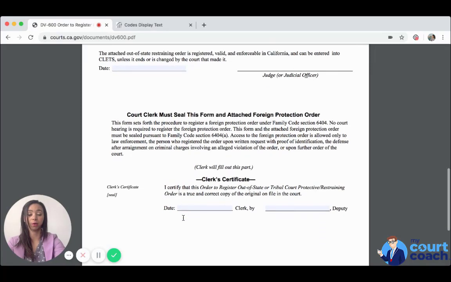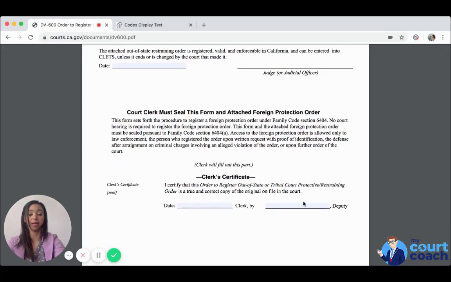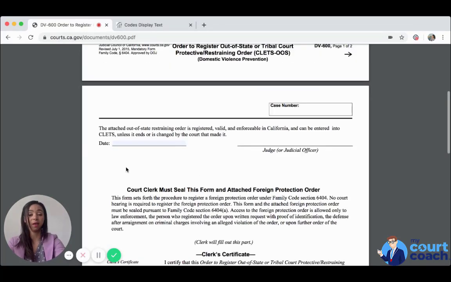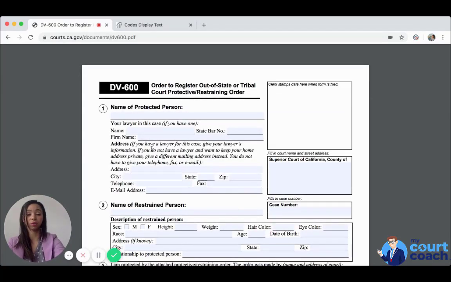So the clerk will certify it by dating it and signing it and also providing their seal. And that's all that you need to do in order to register your non-California protective or restraining order.